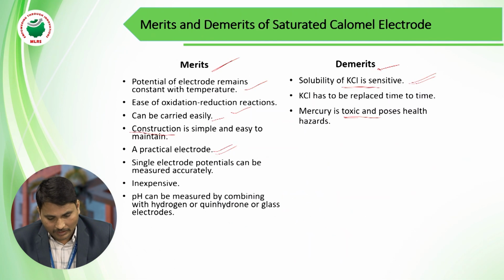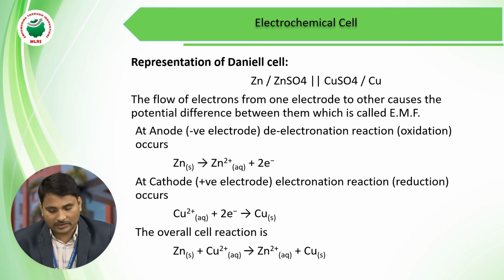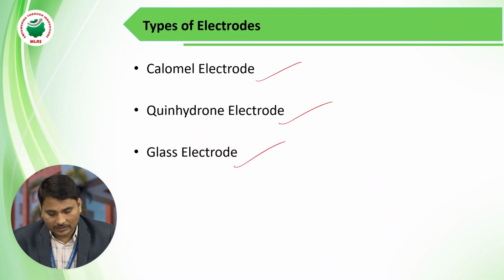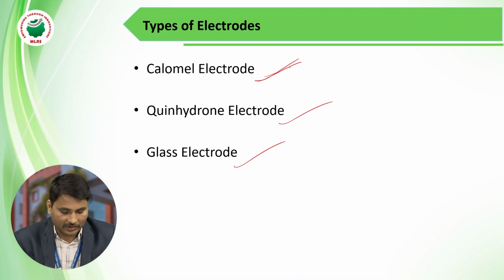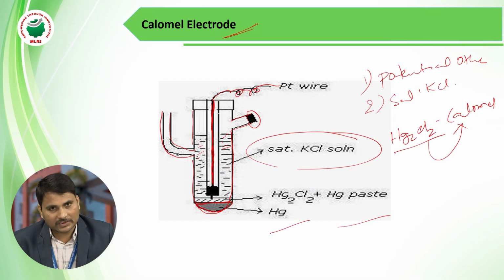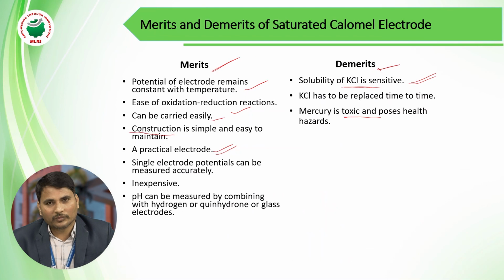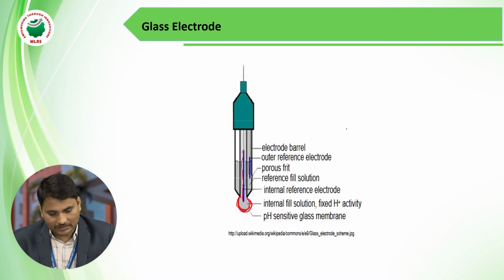In today's class, last class we saw the galvanic cell or Daniell cell, and today we started with the types of electrodes. Among the many different types of electrodes, we saw the calomel electrode and the glass electrode, along with their construction, a simple diagram to understand them, and their merits and demerits.